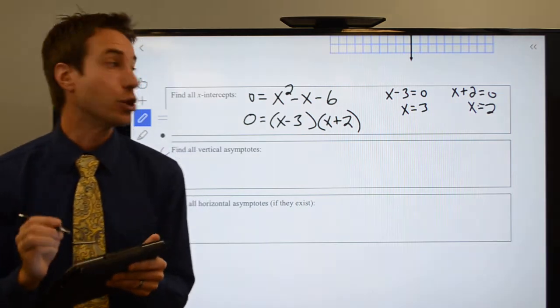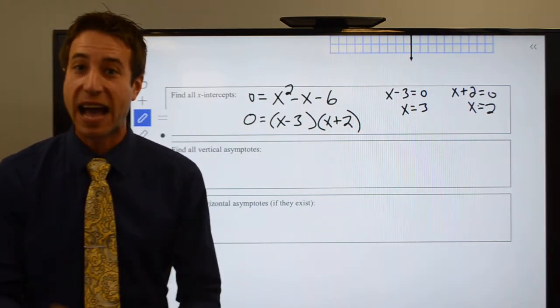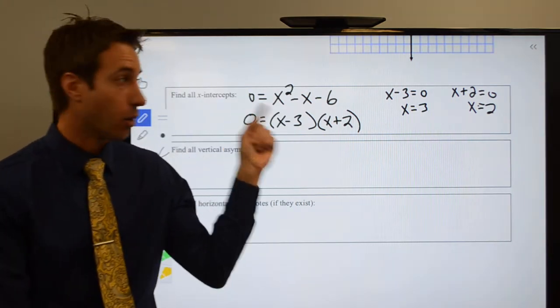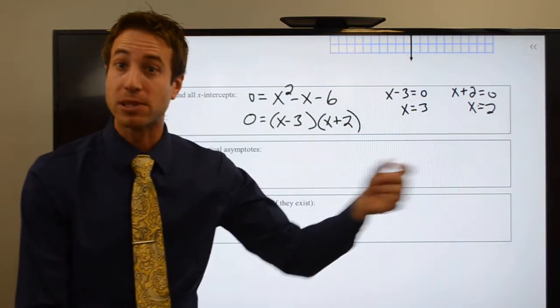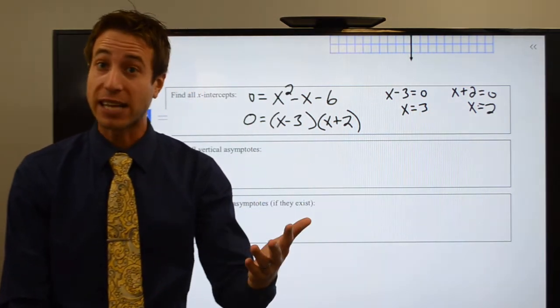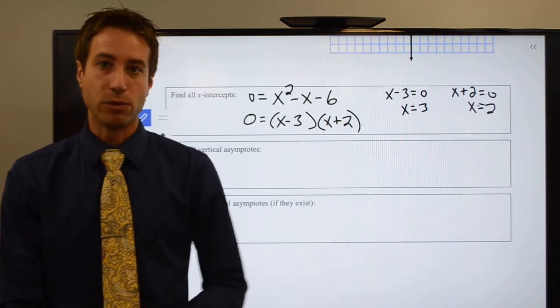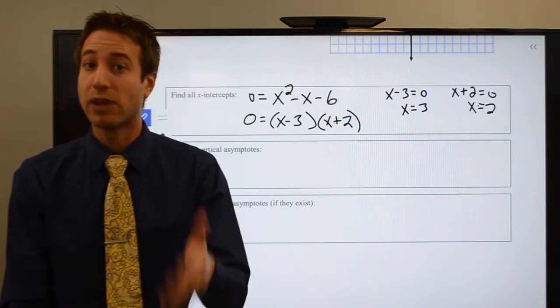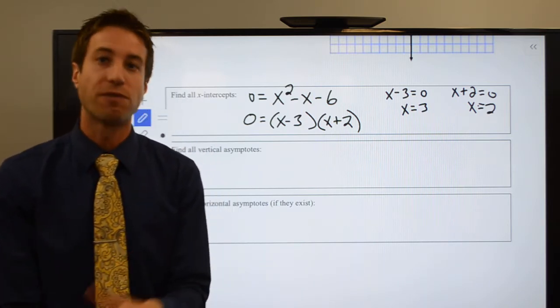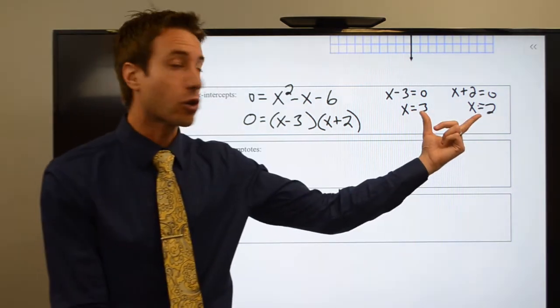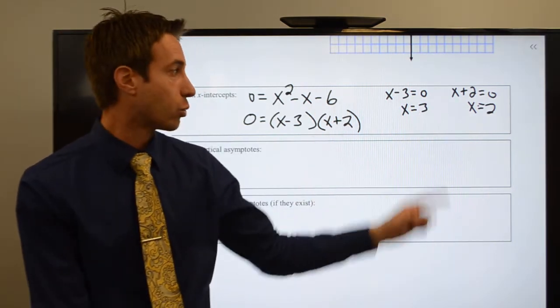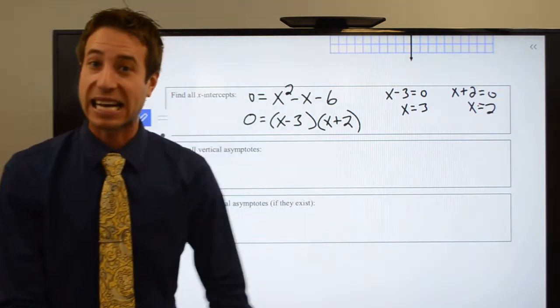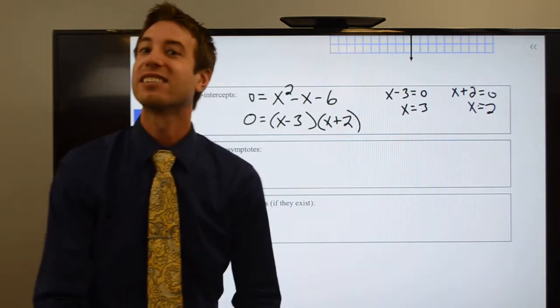Again, remember what you have just found. You have just found, because y is 0, x-intercepts. I have two of them, and that's okay. It can happen. You could have multiple x-intercepts for these rational functions. In this case, we do. We're going to cross the x-axis twice. We'll cross at x equals 3 and x equals negative 2. Perfect. Let's keep going.